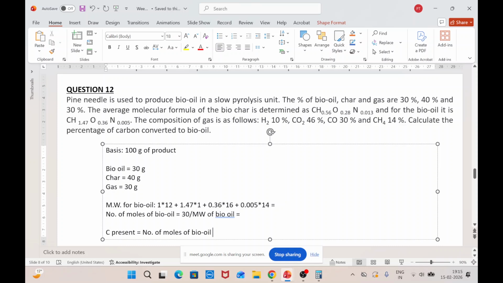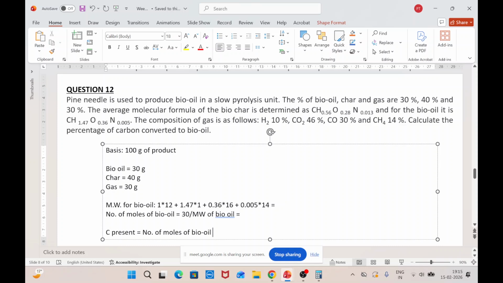Now you know the C that is present in the bio oil. The C present in the bio oil divided by the total number of moles of carbon will give you the percentage that gets converted, the conversion percentage. So take this as a task and try to solve. If you have any doubts, please email me, or we can discuss this in the next class as well. Any questions so far?